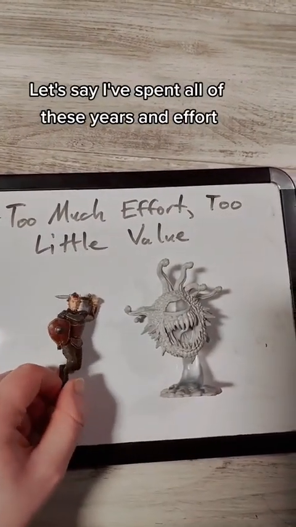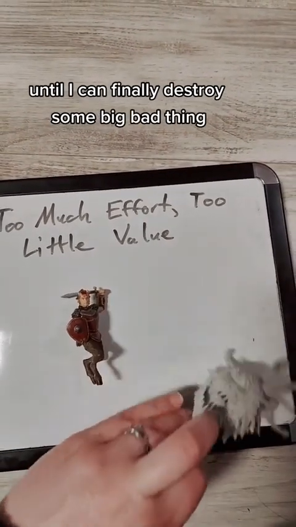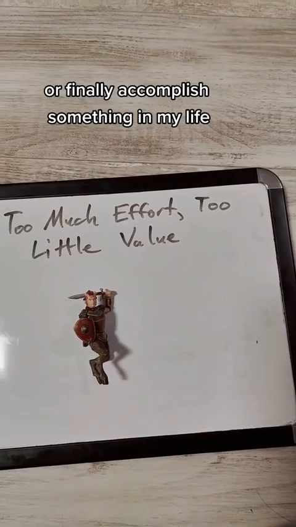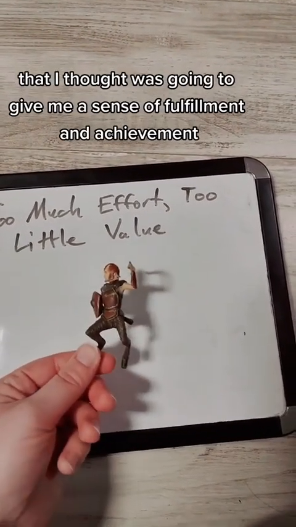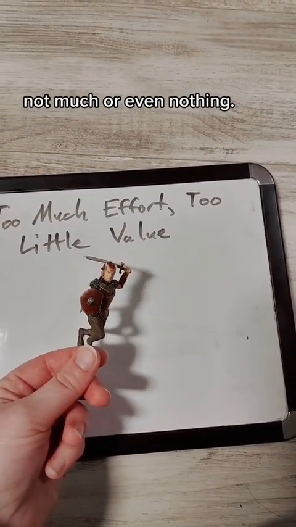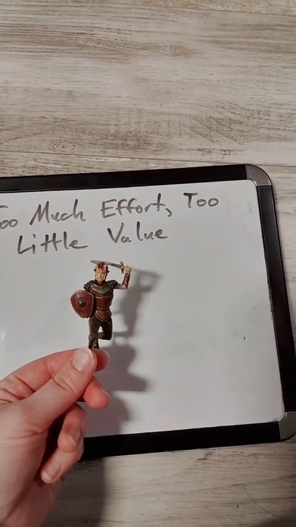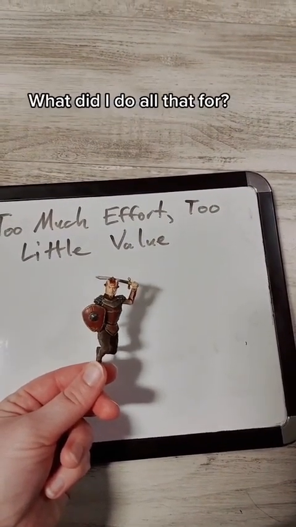Our last example, too much effort for too little value. Let's say I've spent all of these years and effort until I can finally destroy some big bad thing or finally accomplish something in my life that I thought was going to give me a sense of fulfillment and achievement, and instead I feel not much, or even nothing. That's an uncomfortable form of cognitive dissonance right there. What did I do all that for?